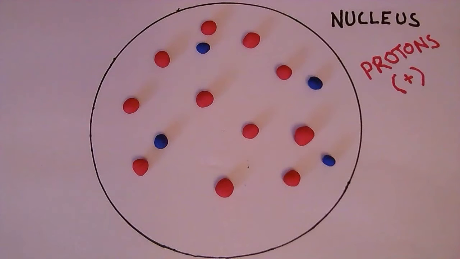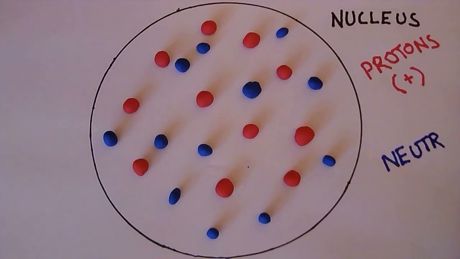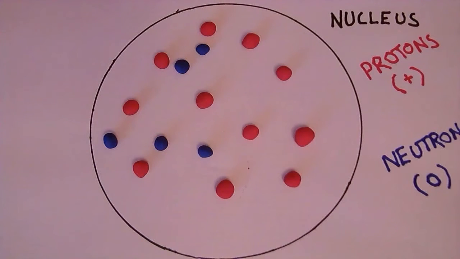The second item we need to talk about are neutrons. Now neutrons are also found in the nucleus and they do not have a charge. Okay, it is the protons and neutrons which make an atom weigh anything. This is where all the weight of an atom is found.